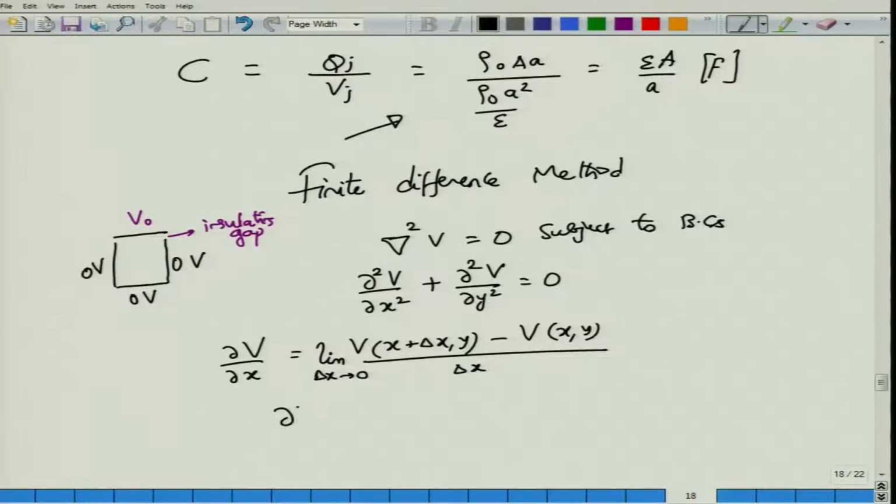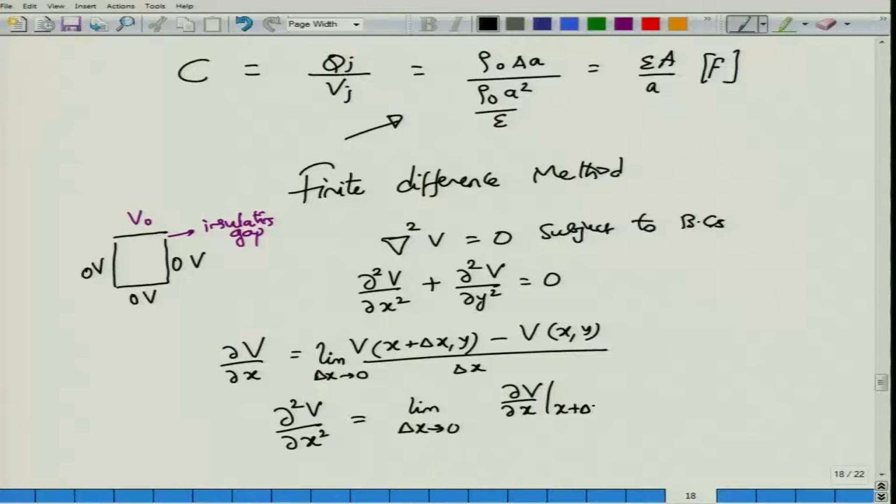And if you want to define the second partial derivative, del square V by del x square, then you have to consider the limit of delta x going to 0, but not of the potential values, rather the partial derivatives themselves. So d square V by dx square can be written as d by dx of dV by dx. So instead of any function, you just take dV by dx or del V by del x itself as a function and evaluate that del V by del x at 2 different points. So you evaluate del V by del x at x plus delta x minus del V by del x at x, divide the whole thing by delta x.